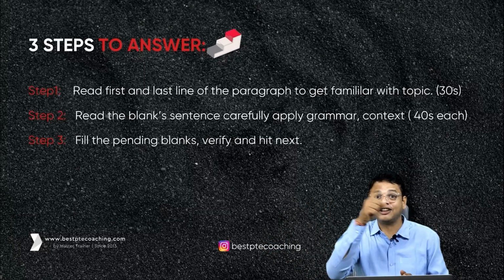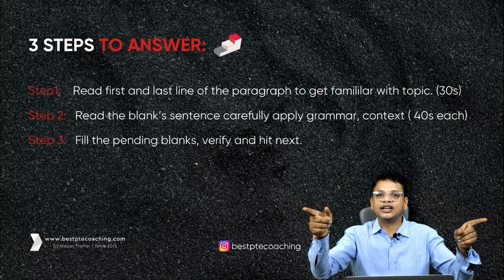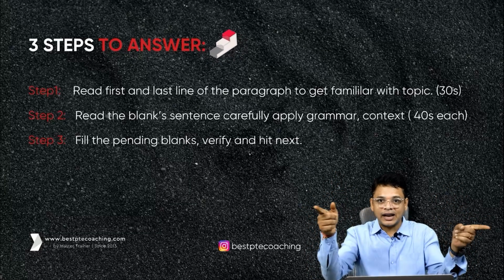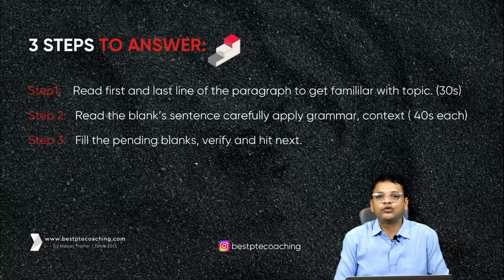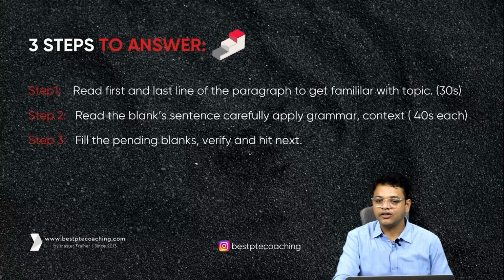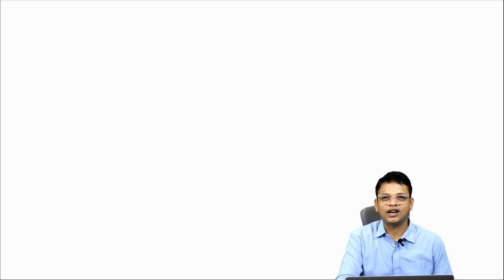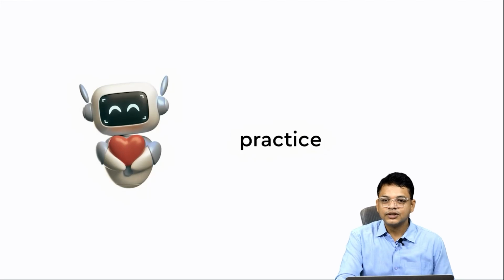Step 1 is what, sir? FL30, first line, last line in 30 seconds. Step 2 is what? Answering blank, AB40, answering blank in 40 seconds. Step 3 is what? Verification and clicking the next one. So this is the process of answering reading, fill in the blanks. Very, very interesting task, exciting task, guys. Once you fall in love with this, you will start enjoying this, guys. Practice questions, a few practice questions you can see now.